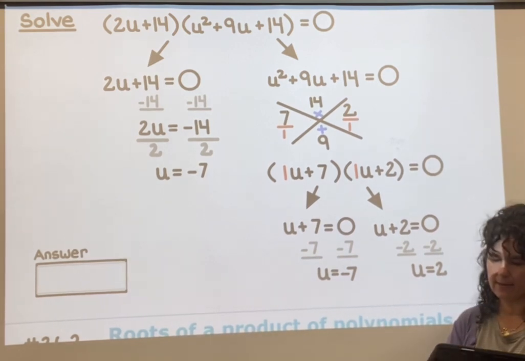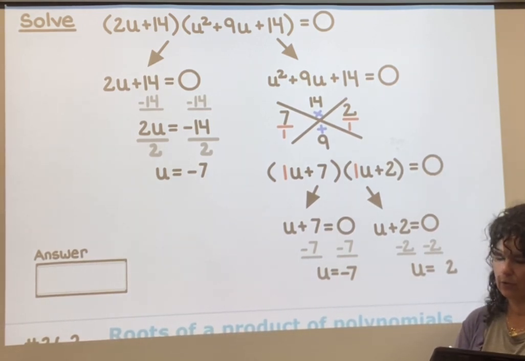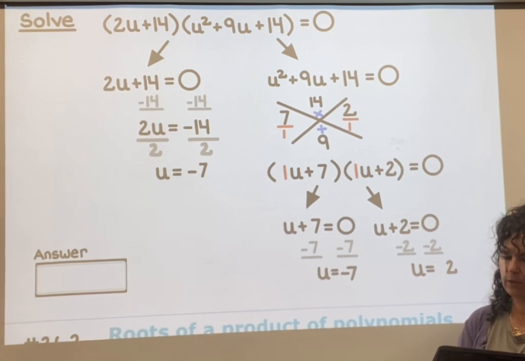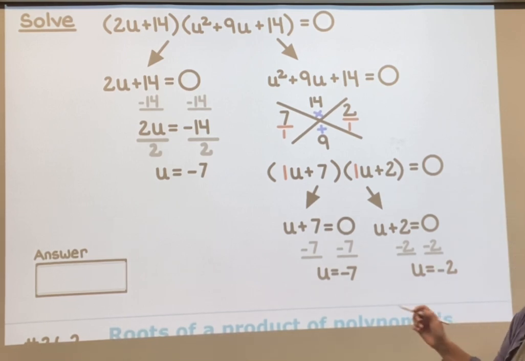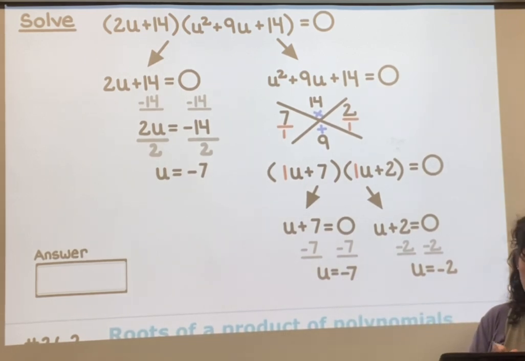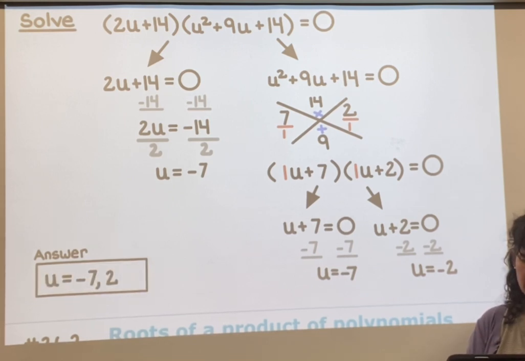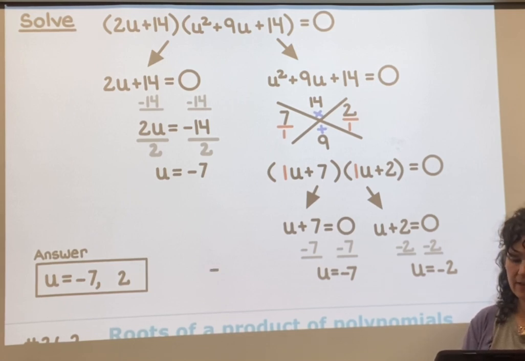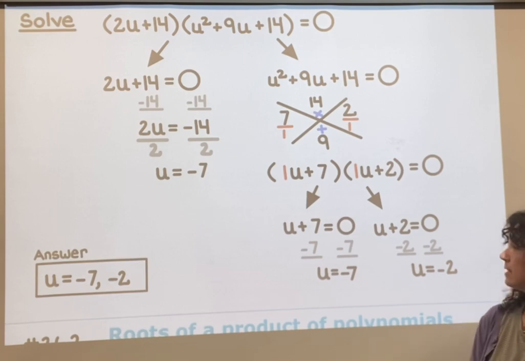Oops, that's my bad. That should be negative 2. Let's fix that really quick. Alrighty, and so I have the answers negative 7 and negative 7 and negative 2. We do not need to write down the duplicate, but let's go ahead and fix this one while I'm at it. Okay, so my answers are negative 7 and negative 2.